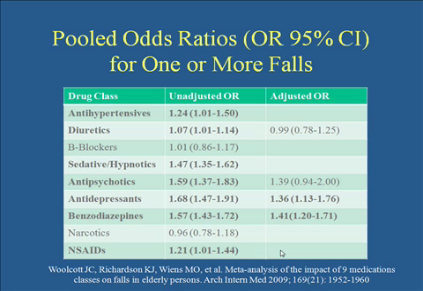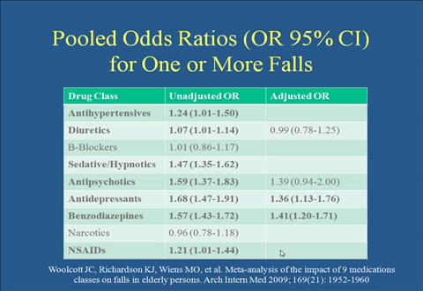As far as the adjustment, they adjusted for comorbidities such as age, sex, disability, cognition, previous falls, and other medications. So there's quite a list there of things that we would commonly associate with falls. So it kind of gives us a little bit more information there.